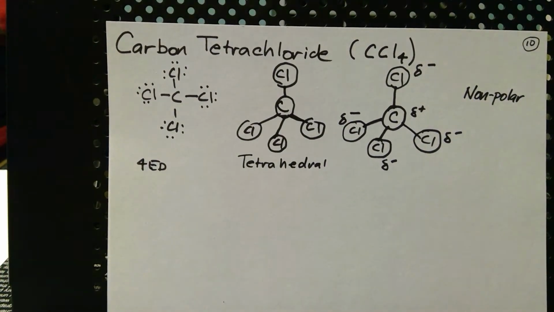So, carbon tetrachloride. Carbon has 4 electron domains, which makes it tetrahedral. Chlorine is more electronegative, gets the partial negative charges. Carbon's less, so gets the partial positive. You got partial negatives all around, partial positive in the center. That means there's no one end that is positive and another end that is negative. It's negative on the outside, positive center. This will be nonpolar.